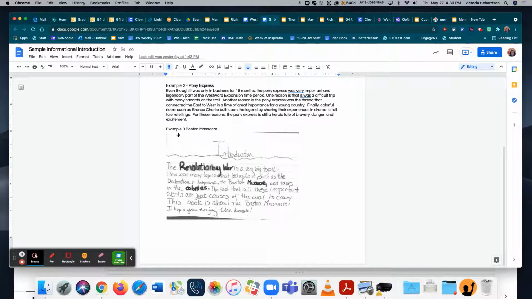And then lastly, we have one from the Revolutionary War, this one is about the Boston Massacre. Introduction. The Revolutionary War is a very big topic. There were many topics that led up to it, such as the Declaration of Independence, the Boston Massacre, and taxes in the colonies. The fact that all these important events are just causes of the war is crazy. This book is about the Boston Massacre. I hope you enjoy the book.